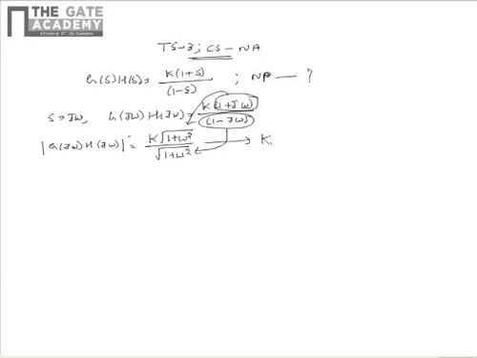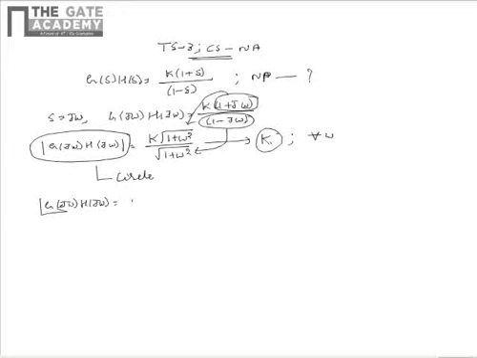From this we see that the absolute value of G(jω)H(jω) has a magnitude of K for every ω. It means that the Nyquist plot is a circle. Also, we can write the phase of G(jω)H(jω) as phase of 1+jω minus phase of 1-jω. This upon simplification becomes tan⁻¹ω minus tan⁻¹(-ω).